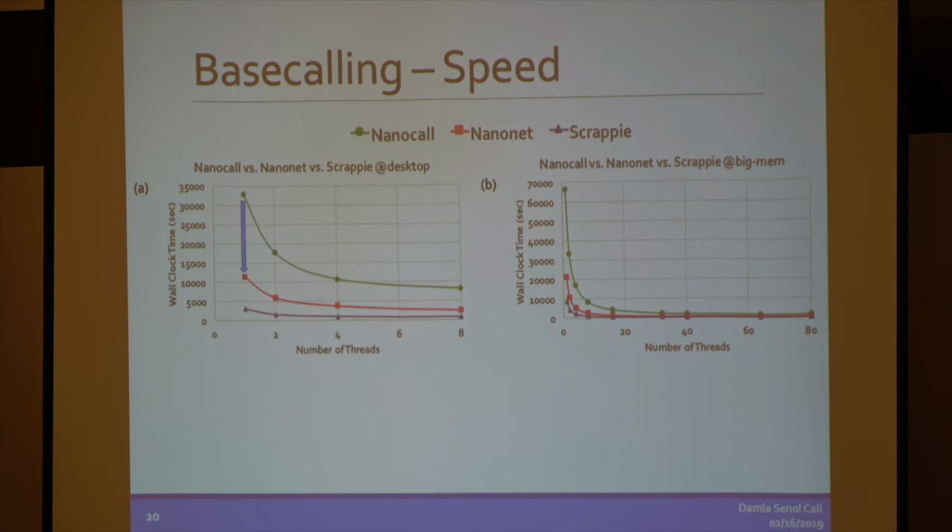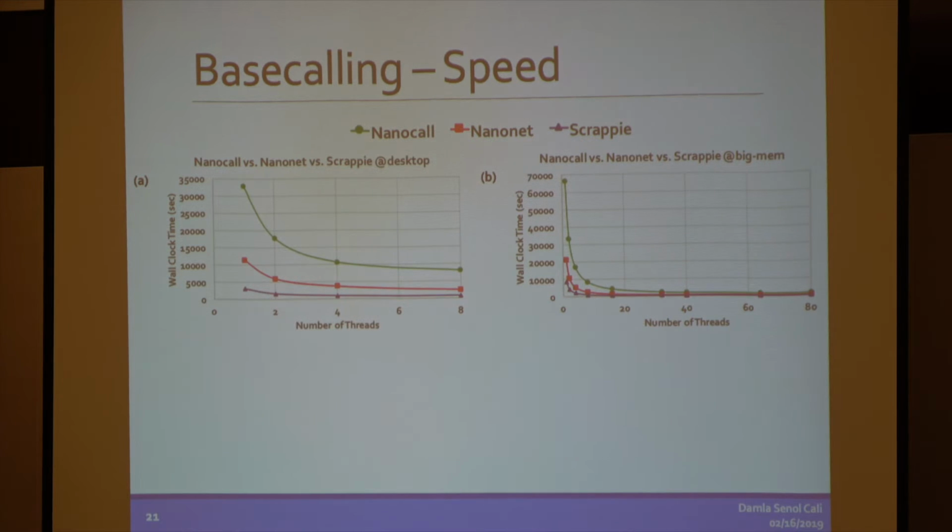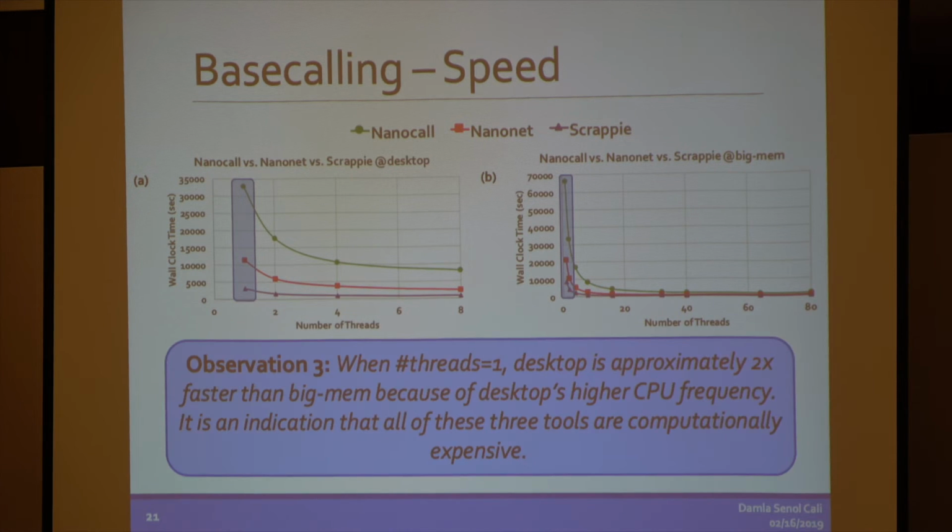When we compare NanoCall with NanoNet and NanoCall with Scrappie, we show that RNN-based basecallers, which are NanoNet and Scrappie, are faster than the HMM-based basecaller, NanoCall. Another observation from these plots is that when we compare the single-threaded performance between desktop and BigMem, the desktop is approximately 2x faster than BigMem. The reason is that the desktop has a higher CPU frequency, and the larger memory or the larger last level cache capacity of BigMem cannot make up for the higher CPU frequency, which indicates that all of these three basecallers are more computationally intensive than memory intensive.